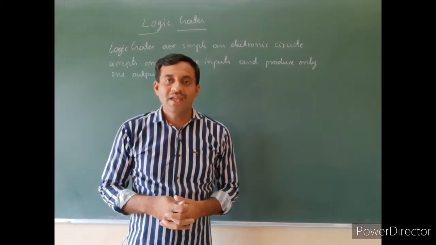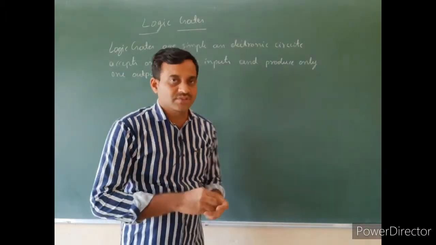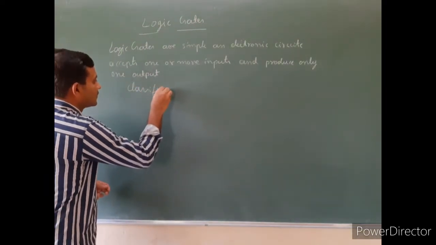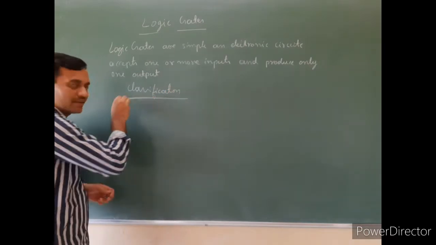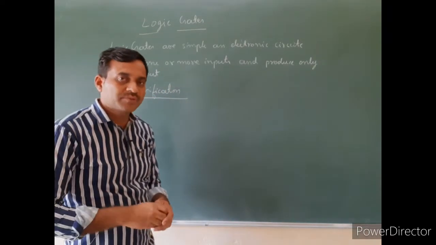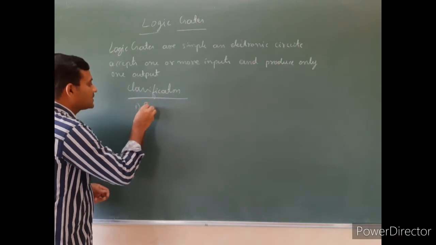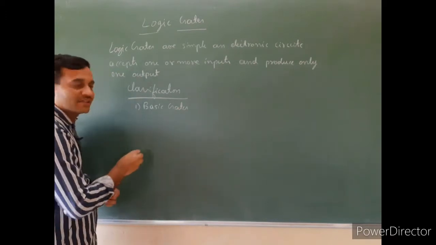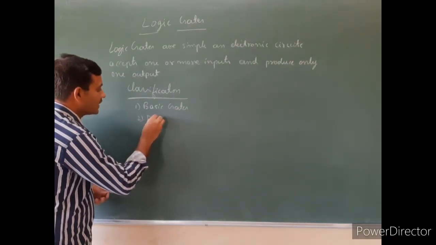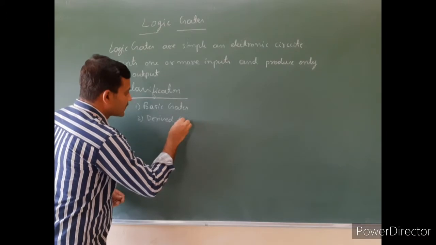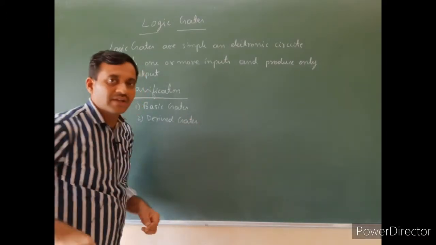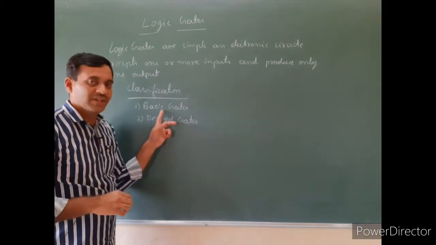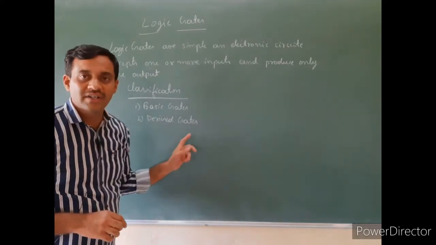Then the logic gates are mainly classified into two types. Those are basic gates, and the second one is derived gates. Basic gates and derived gates. These are the main classification of the logic gates.